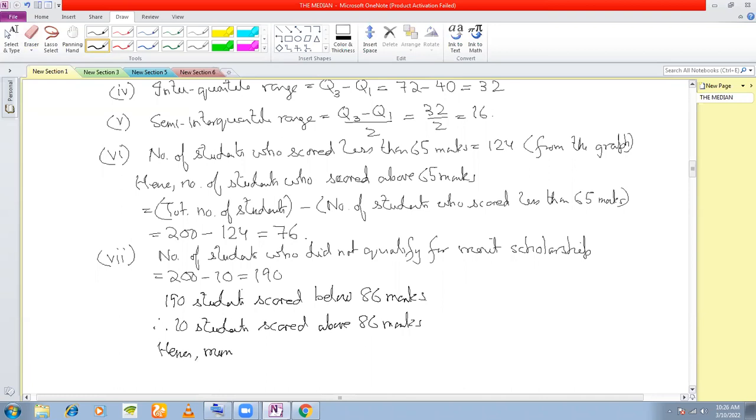Hence, minimum marks required to qualify for merit scholarship is equal to... Sorry, this is because they have scored above 86 marks. So obviously they have to score above 86 marks to get the merit scholarship. Okay. Any question?